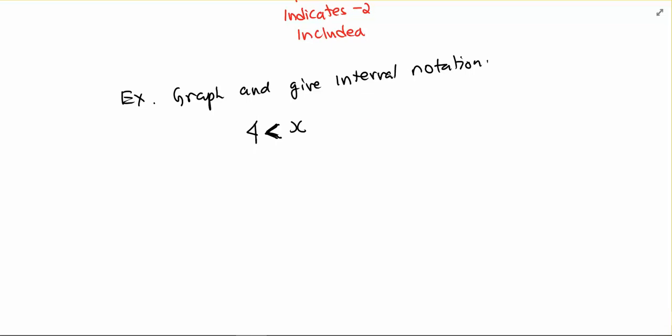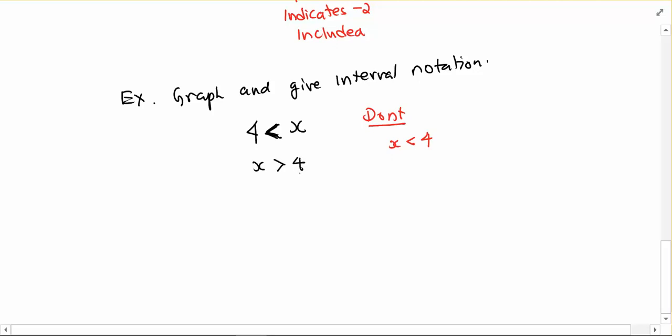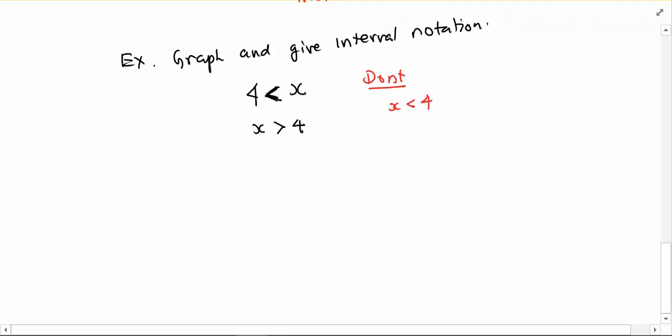So don't do x like that, because notice that the pointy end now is pointing at the x and the open end is at the 4, which is not what you want to do. It is okay, however, to do this, because now you're consistent. The open end is still at the x and the pointy end is still at the 4. So this is simply saying x is all numbers greater than 4.